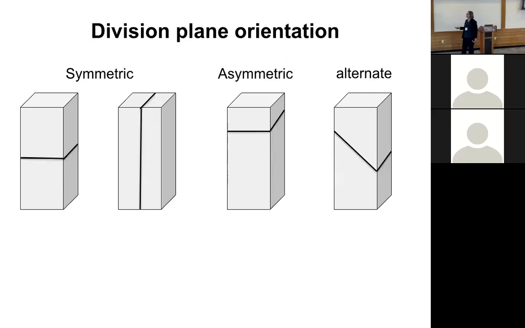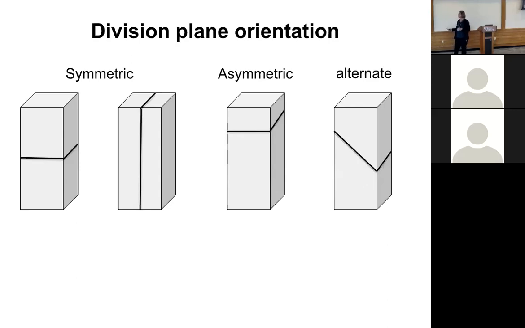So division plane orientation is what happens when the plant cell divides. It's going to divide typically symmetrically. 90% or maybe even more of the divisions that occur in plants are so-called symmetric or proliferative divisions. These lead to cells that have the same fate, so they just make more cells. They play a critical role in plant growth.